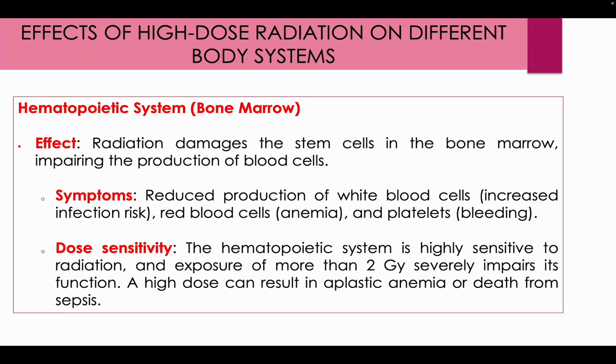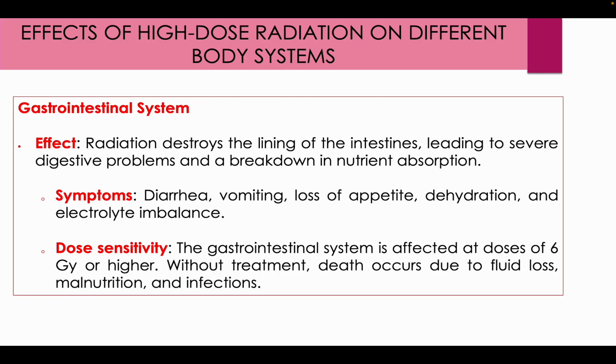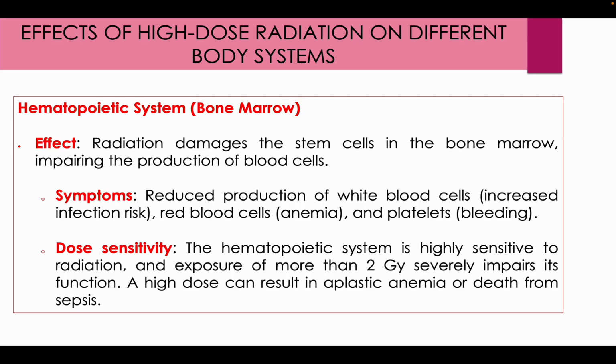Okay. Now, unsa may mga effects sa high dose radiation on these different body systems? So, sa bone marrow, sa gastrointestinal system, sa cardiovascular and central nervous system, and also sa skin. Okay. Now, as for the bone marrow, radiation damages the stem cells in the bone marrow, impairing the production of blood cells. So, muna ang effect ni radiation kay bone marrow. So, an exposure of more than 2 grays severely impairs its function.